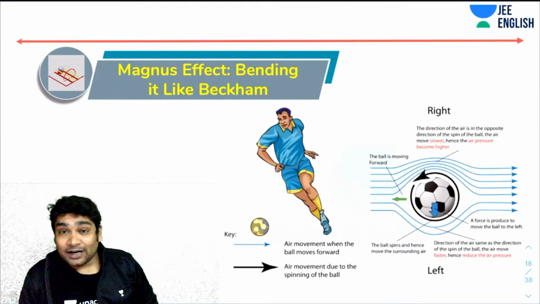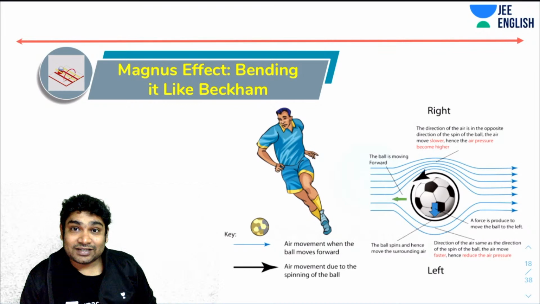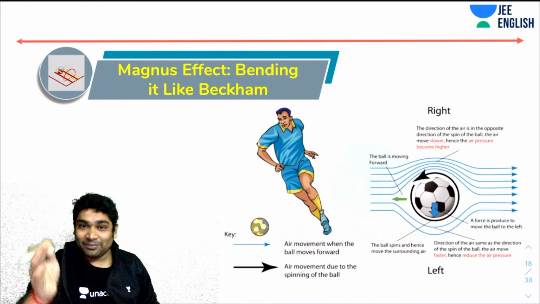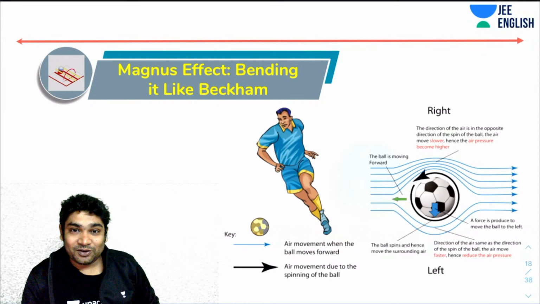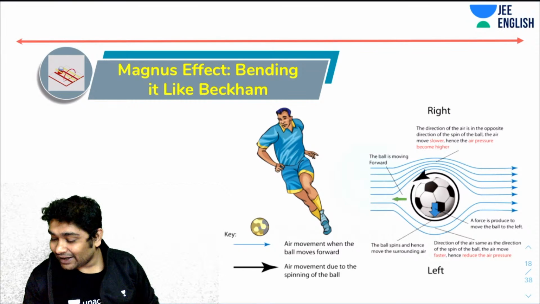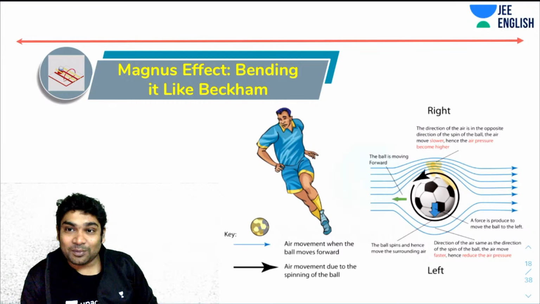All right. Now, another interesting application is Magnus effect. So, bending it like Beckham. So, those of you who have seen the Beckham kicks, where Beckham can curve the ball in air, the football in air. The idea behind that is when you kick it with a side, so that you give the ball a spin.